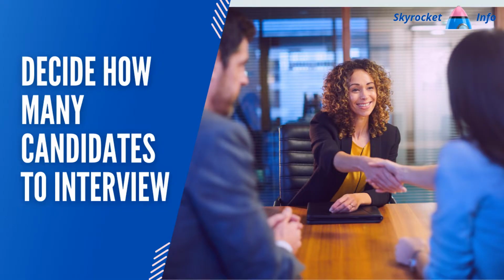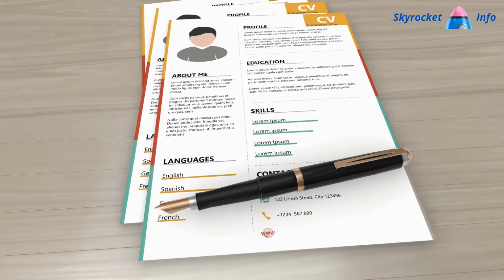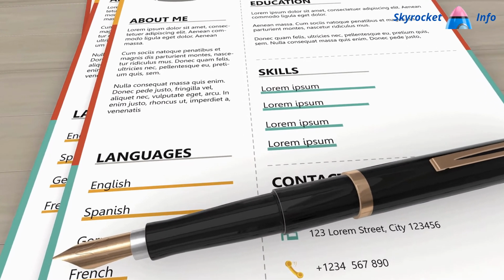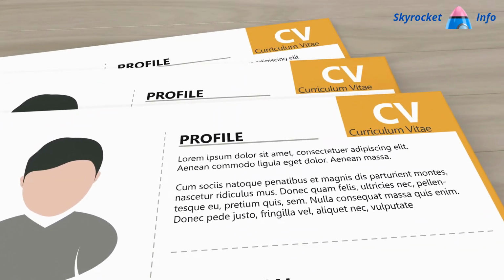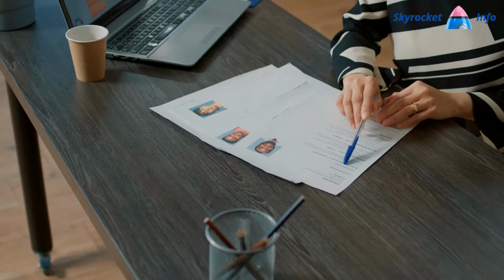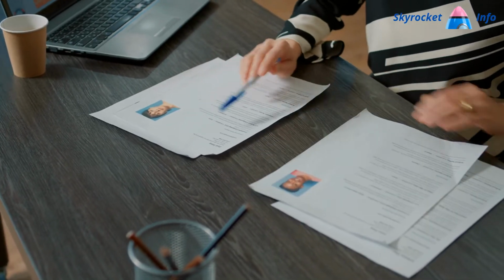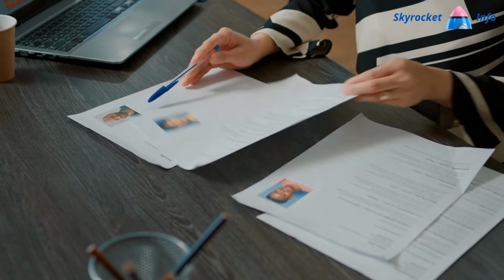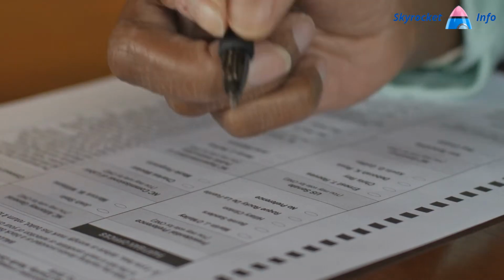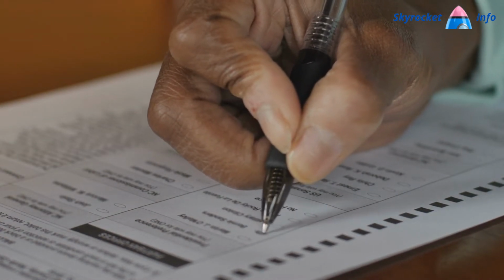Decide how many candidates to interview. The first step is to identify how many candidates you want to take to the first interview stage. There is no set number of candidates or percentage of applications you should interview. However, it is best to keep your shortlist relatively short at around 5 to 7 applicants. It can also be helpful to have a reserve list to fall back on should any prime candidates drop out.